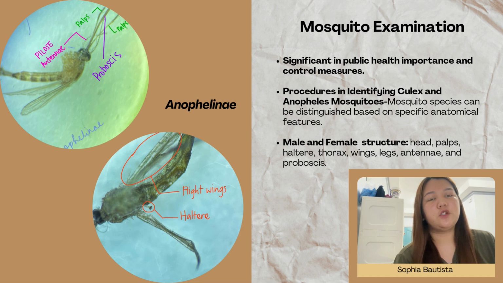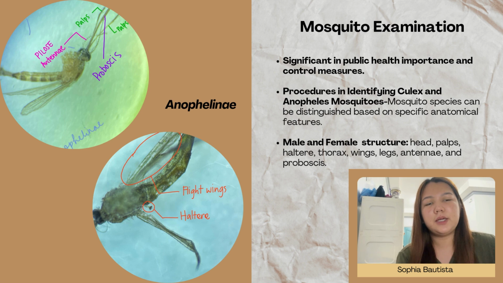The examination of mosquitoes, particularly Culex and Anopheles species, is significant. These mosquitoes are vectors for diseases like malaria, which is transmitted by Anopheles mosquitoes, and filariasis, as well as the West Nile virus and encephalitis, which are spread by the Culex mosquitoes. Identifying and differentiating these mosquito species helps in understanding the epidemiology of these diseases and in implementing effective control measures.